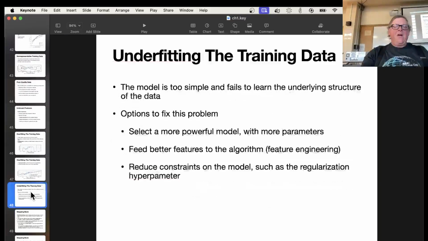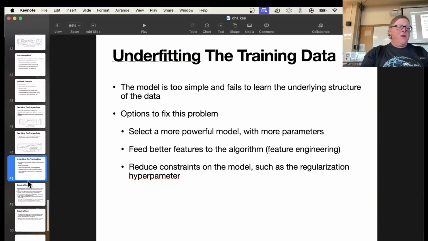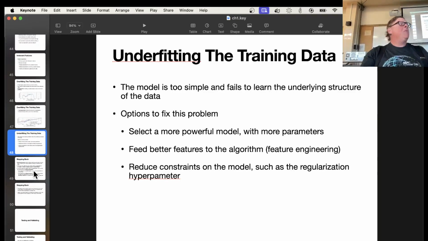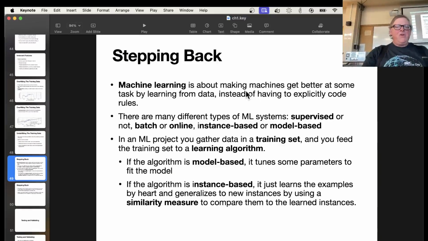So then there's underfitting. Of course, if your model is too simple, like you're putting a straight line through something that is curved, then you'll never get a good fit either. So it's part of the job to regularize enough to get a good fit, not too much and not too little. So machine learning is making machines better at this. There's many types of them. And so you need a training set. And typically you're doing model-based, where it tunes parameters to fit the model.